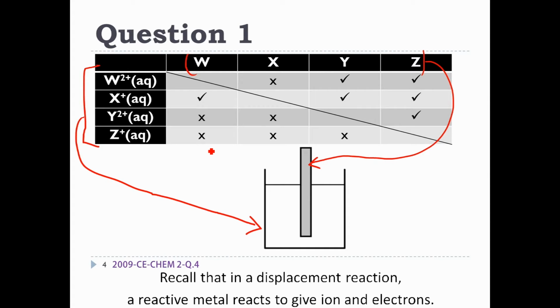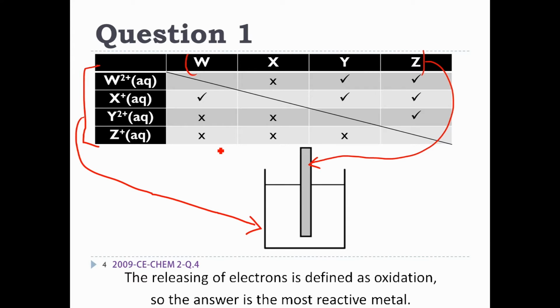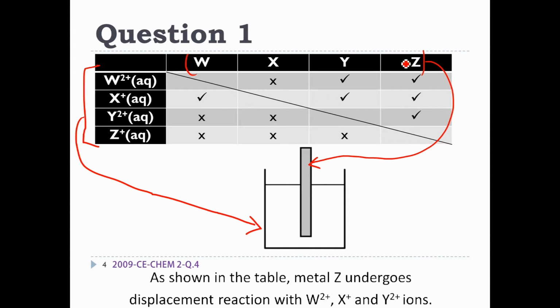Recall that in a displacement reaction, a reactive metal reacts to give ion and electrons. The releasing of electrons is defined as oxidation, so the answer is the most reactive metal. As shown in the table, metal Z undergoes displacement reaction with W2+, X+, and Y2+ ions.